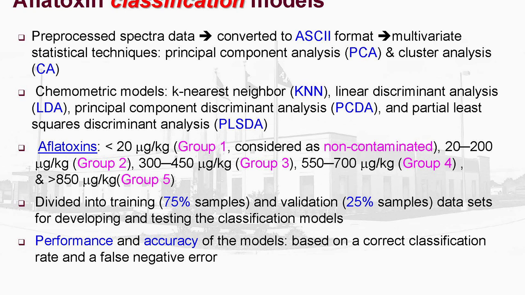For aflatoxin classification models, we used the chemometric models K-nearest neighbor, linear discriminant analysis, principal component discriminant analysis, and partial least square discriminant analysis. For this chemometric model development, aflatoxin was divided into five groups. Group 1, less than 20 ppb, is considered non-contaminated samples, and greater than 800 ppb is group 5, the highest concentrations.